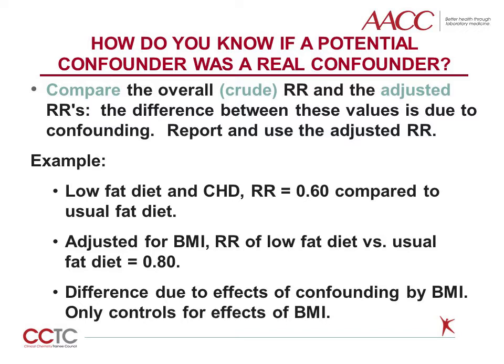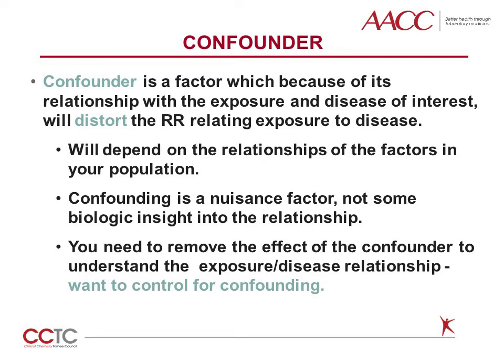So it'll control for that one variable, just that one variable, but when we report our findings, we would want to report the 0.8 because it's the relationship once you have taken that confounder into account. So a confounder is a factor which, because of its relationship with the exposure and the disease, is actually just going to distort the magnitude of the association relating those two variables, relating smoking to lung cancer.